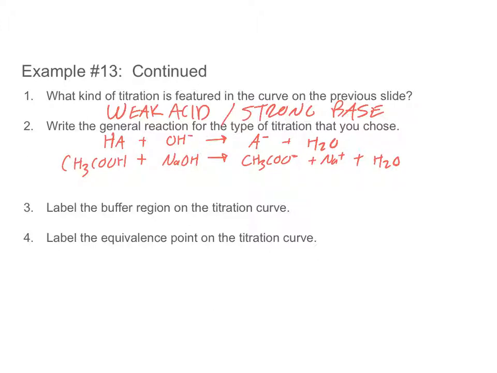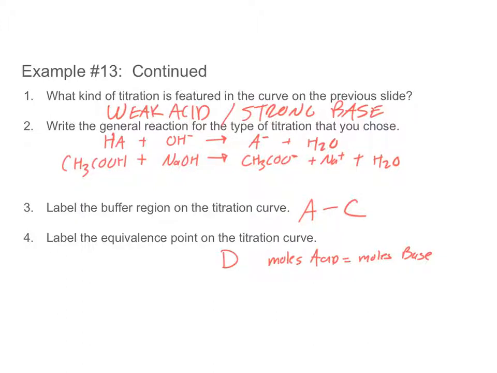Now, looking back at the curve that we were looking at, it says label the buffer region on the titration curve. Where would you identify the buffer region to be located about? Yeah, it'd be in the range of A to C. It also asks you to identify the equivalence point on the titration curve. And where would you find the equivalence point here? D. What is true at the equivalence point? Moles of acid equals moles of base.